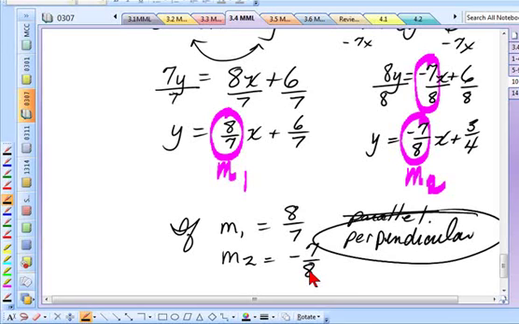And that concludes section 3.4 on slope. Slope from a graph where you do the rise over the run. Slope from points where you use the formula. Slope from an equation where you use y equals mx plus b. And then parallel and perpendicular.